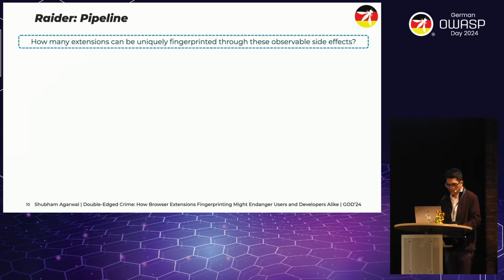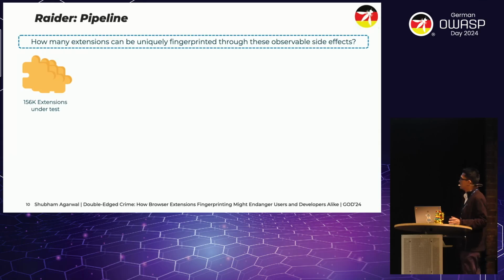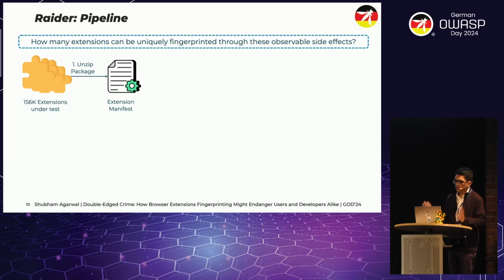How do we go about this? We asked this very generic question: how many extensions are actually affected by these kinds of vulnerability or fingerprinting issues? So we downloaded all the extensions from the Chrome web store, and then built a fully automated pipeline by looking into their manifest.